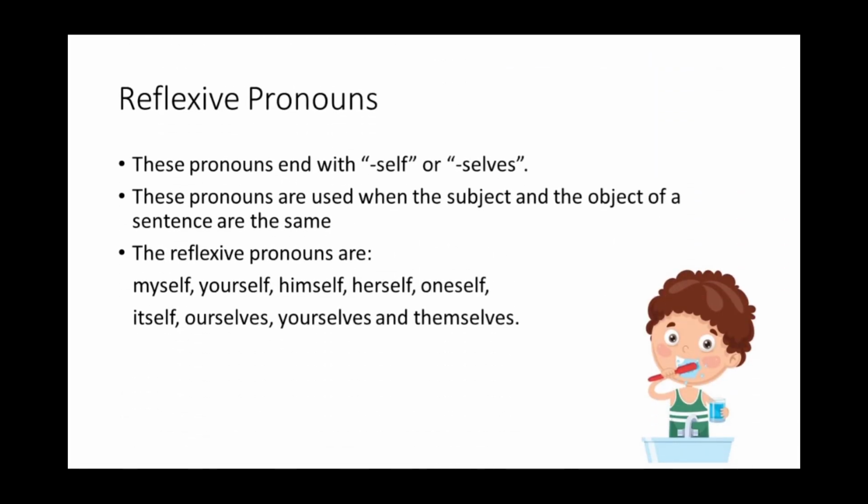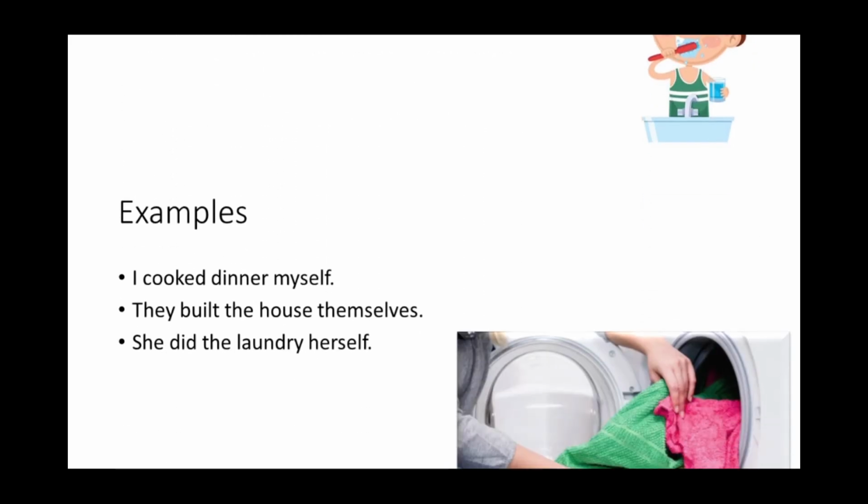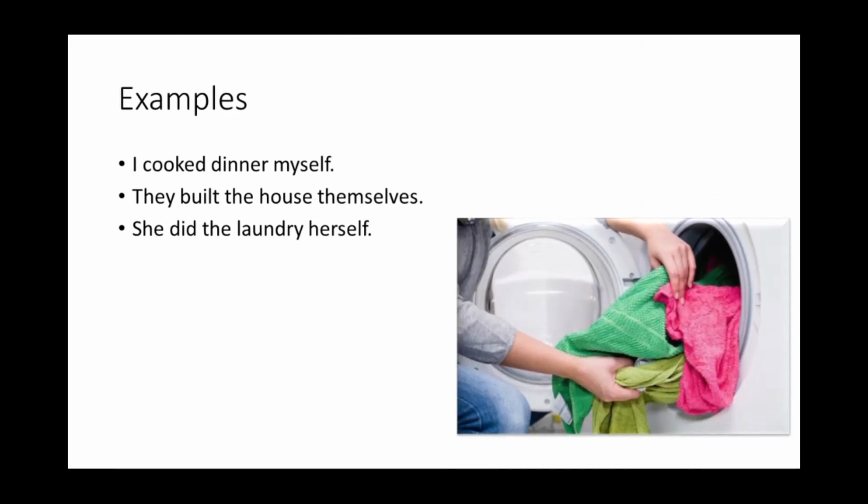Reflexive pronouns. These pronouns end with self or selves. These pronouns are used when the subject and the object of a sentence are the same. The reflexive pronouns are myself, yourself, himself, herself, oneself, itself, ourselves, yourselves, and themselves. Examples: I cooked dinner myself. They built the house themselves. She did the laundry herself.